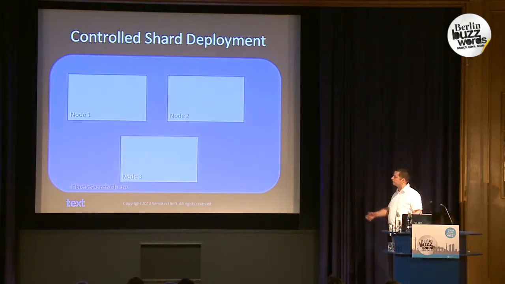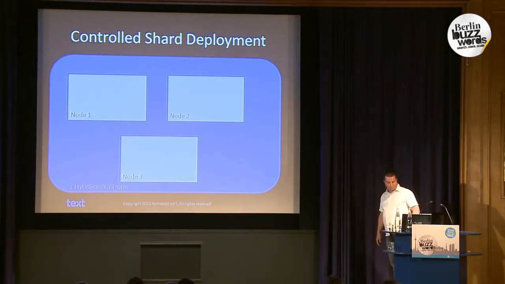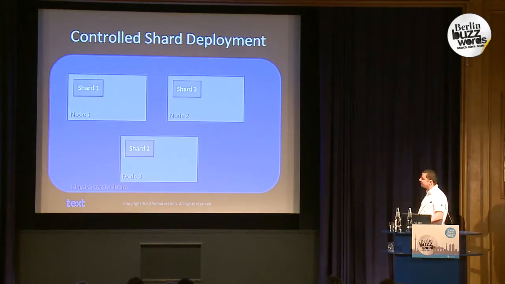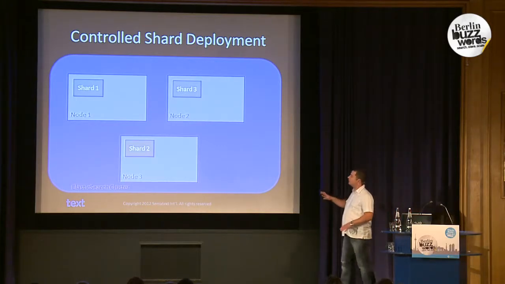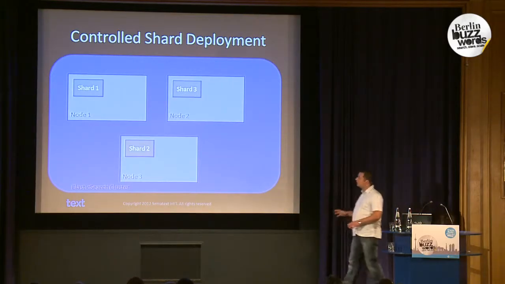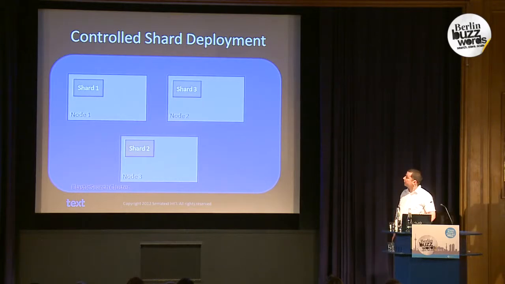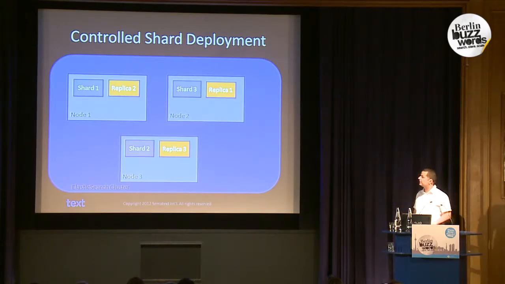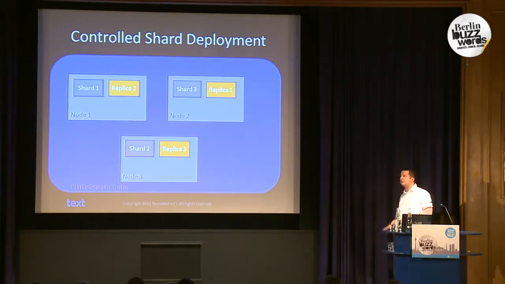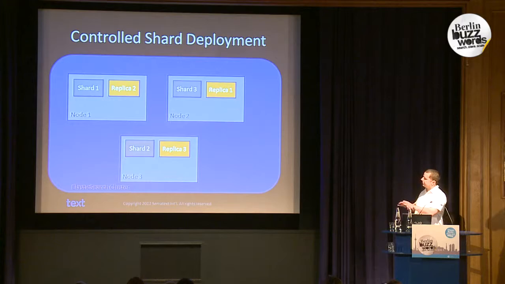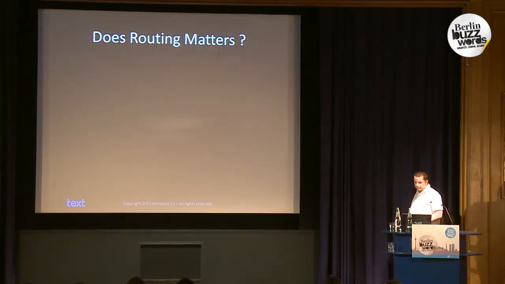So we remember our cluster with three nodes. After that, we had a single shard on each node, which is good. We don't have any node hotter than the other. We have evenly balanced nodes and the replicas are still there, just like they were. So right now, this is good. We wanted this. This was evenly distributed.